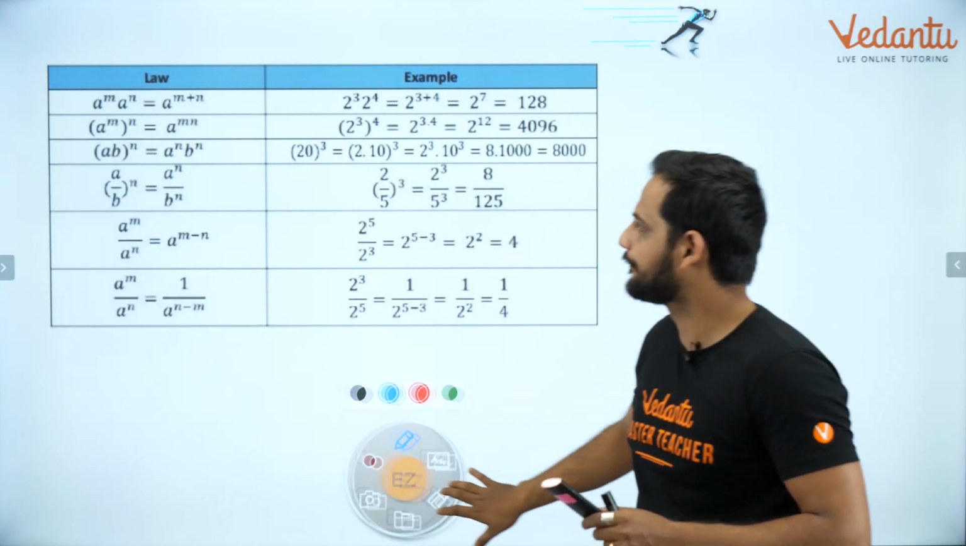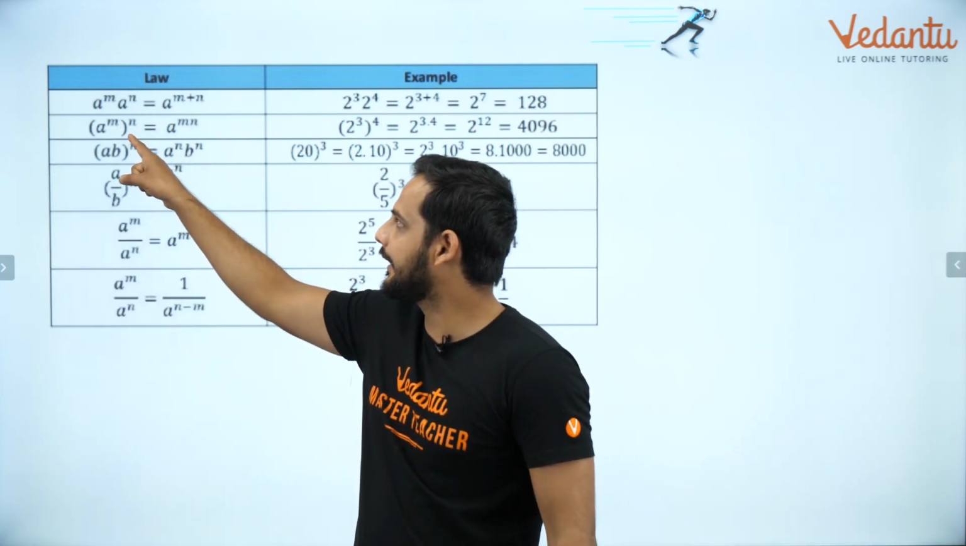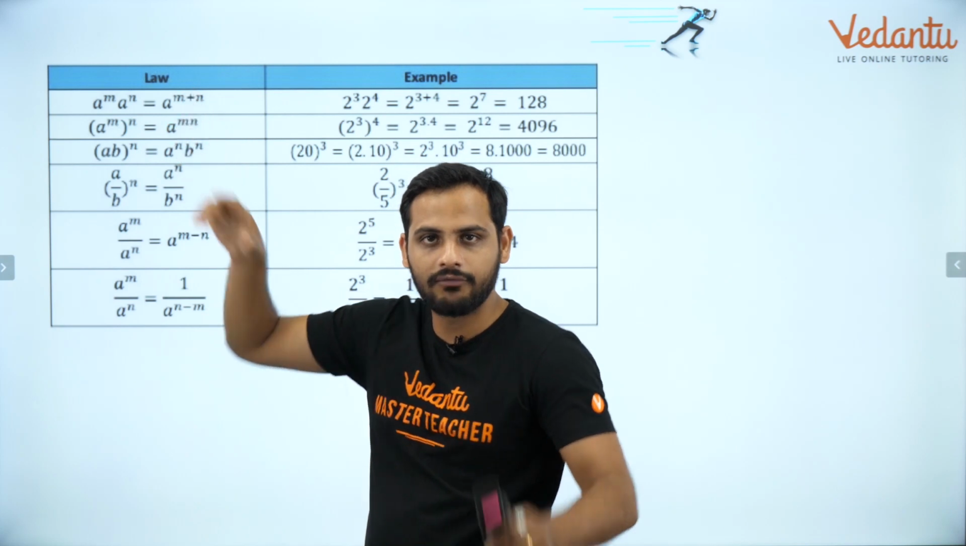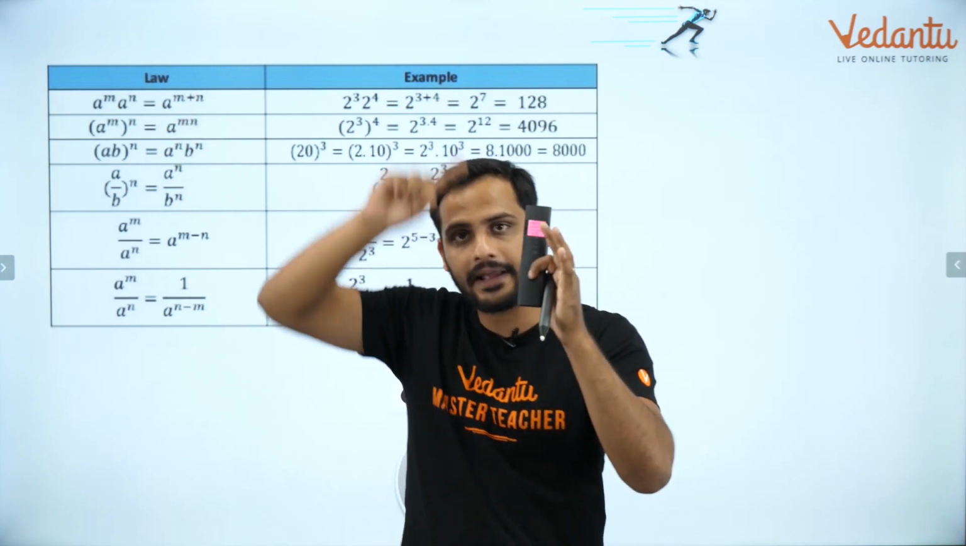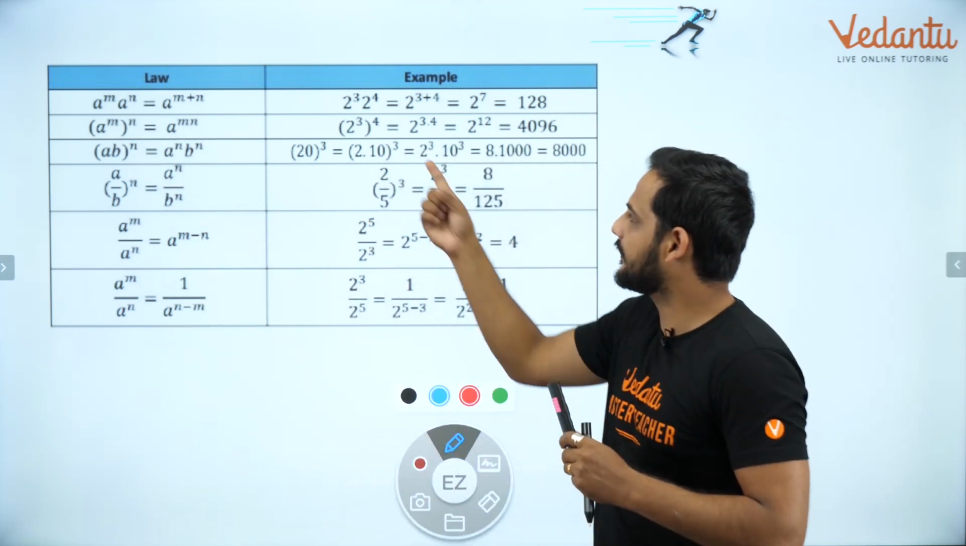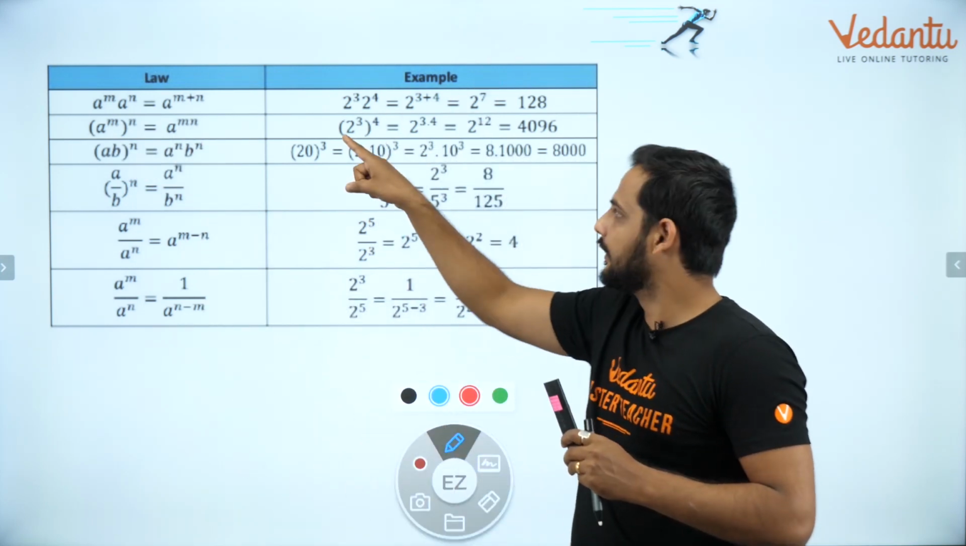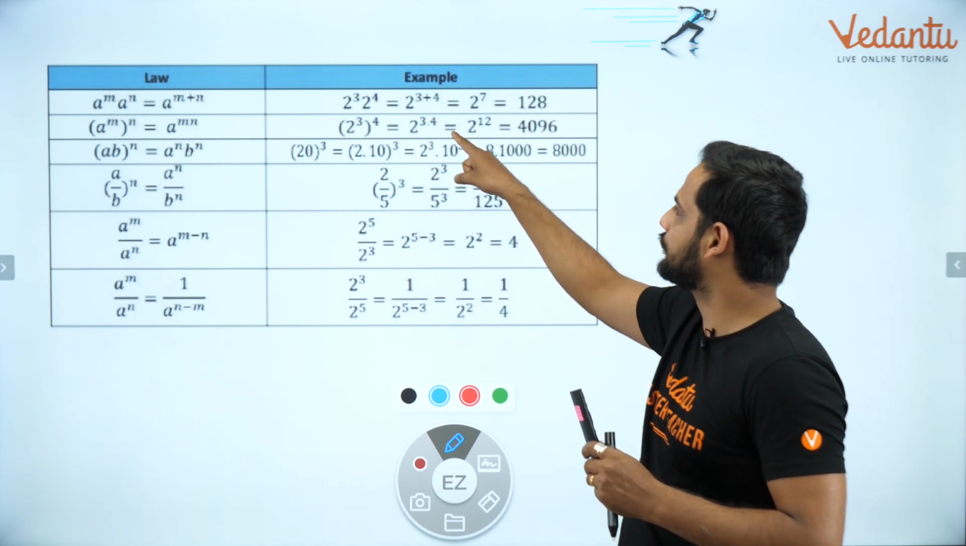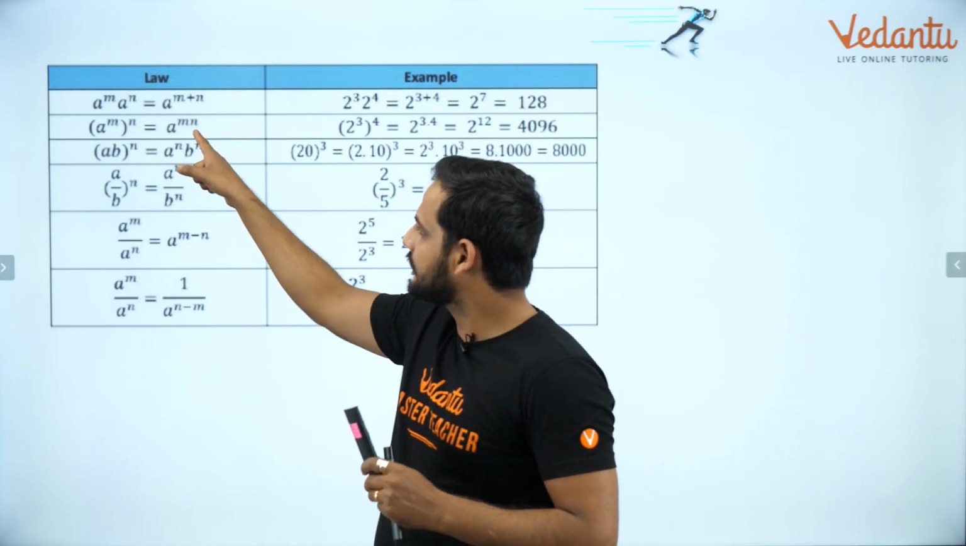Correct? Now the second part is a raised to the power m, whole raised to the power n. Whatever is a raised to the power m, that bracket raised to the power n. So here what you will do, multiply m and n. That means if I say 2 cube raised to the power 4, this will become 2 raised to the power 3 into 4, that is 2 raised to the power 12. So this is the second identity.